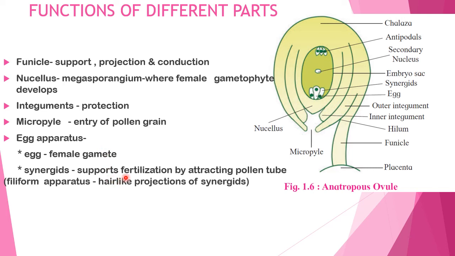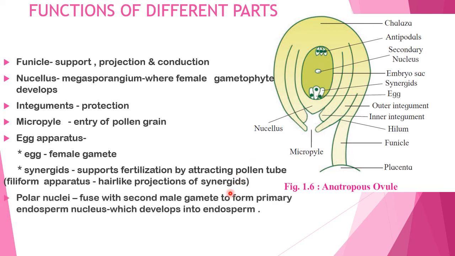How is it functioning? I told you there are hairy projections known as the filiform apparatus. These hair-like projections help to attract the male gametes from the pollen tube towards the egg. So that way they are assisting fertilization.